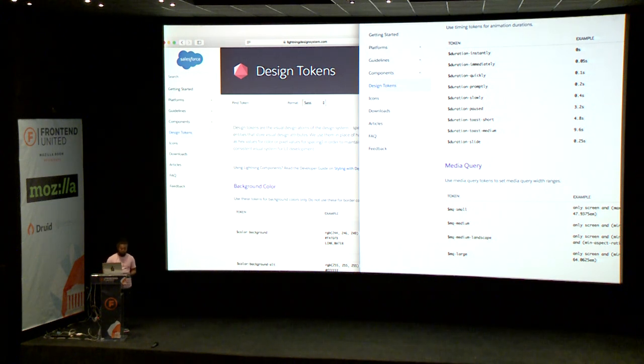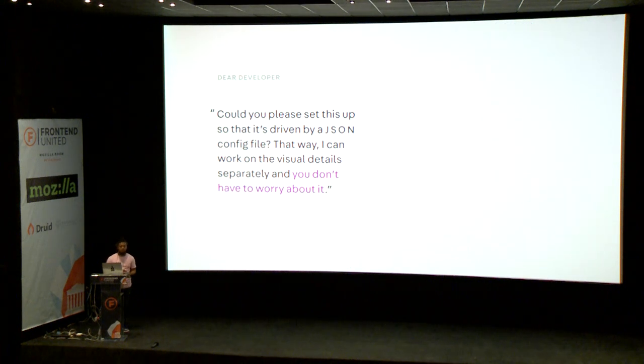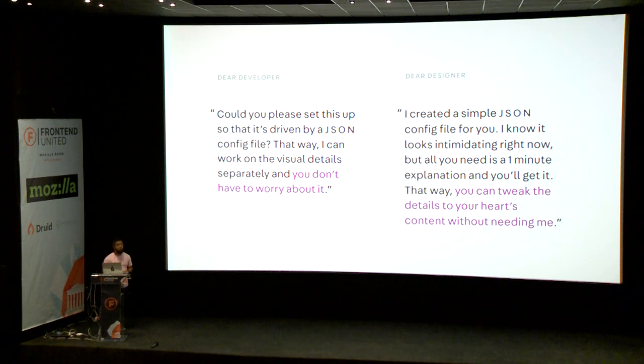So one of the things that I suggest, and I'll follow back up on this in a few minutes, is this. If you're a designer and you're working with a developer, you could ask them this. You can say, dear developer, could you please set up this website, this app, so that it's driven by a JSON config file? That way, I can work on the visual details separately, and you don't have to worry about it. If you're a developer, you could encourage your designer to think this way too. Dear designer, I created a simple JSON configuration file for you. I know it looks intimidating right now if you don't know it, but all you need is a 1-minute explanation from me, and then you'll get it. That way, you can tweak the details to your heart's content without relying on me, right? And these are ways that we could start to work together and not necessarily have to work on the same thing, but figure out where we overlap. We'll come back to that concept in a bit.